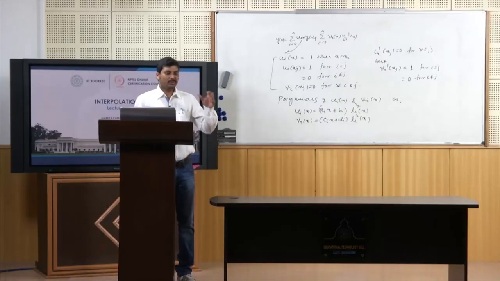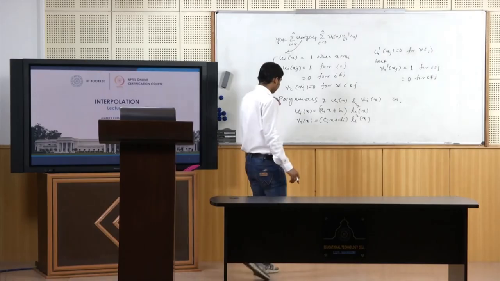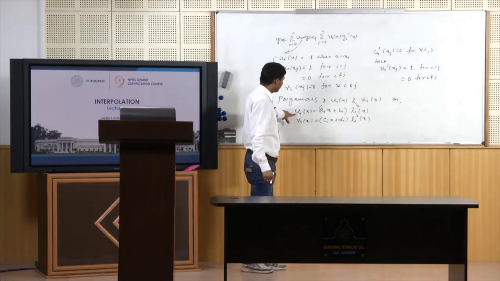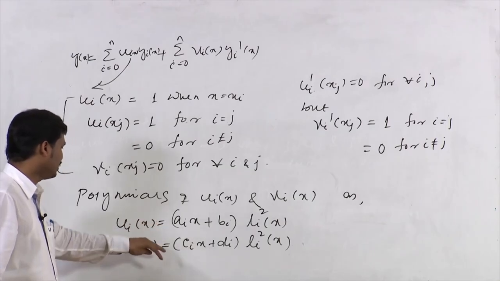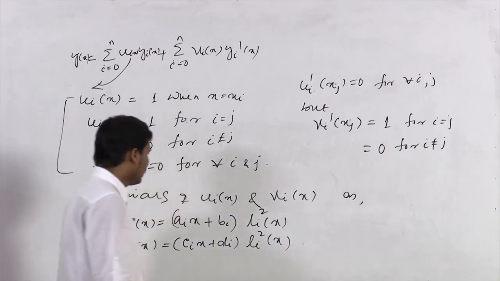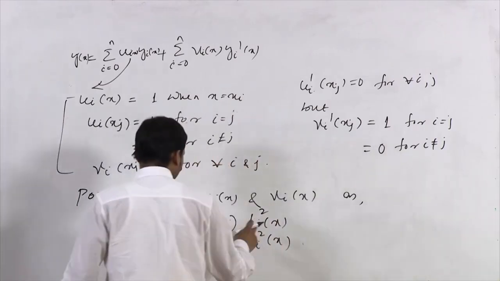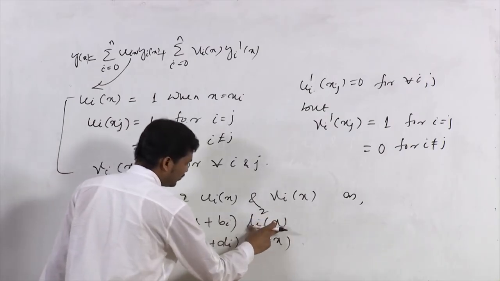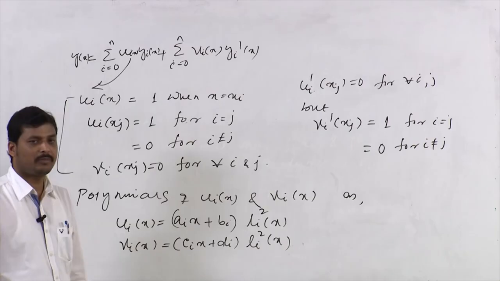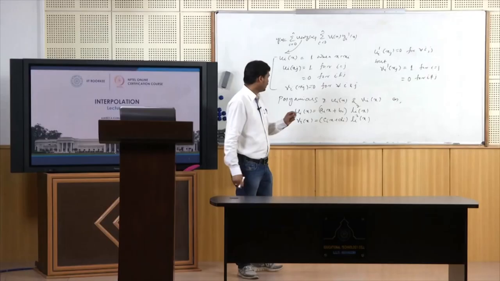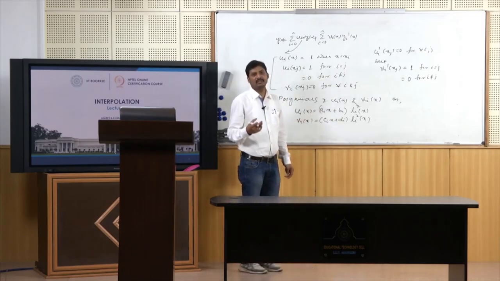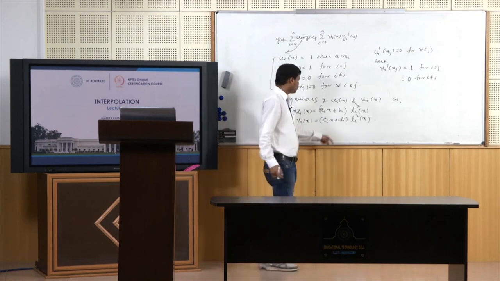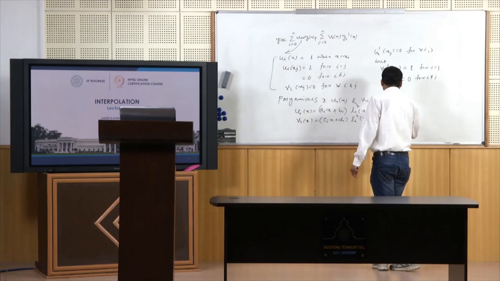This means that if we associate this Lagrangian polynomial with the polynomial ui x, and with vi x, then Li x multiplied by Li x generates a polynomial of degree 2n. And if it is multiplied with the function Ai x plus Bi, it generates a polynomial of degree 2n plus 1.